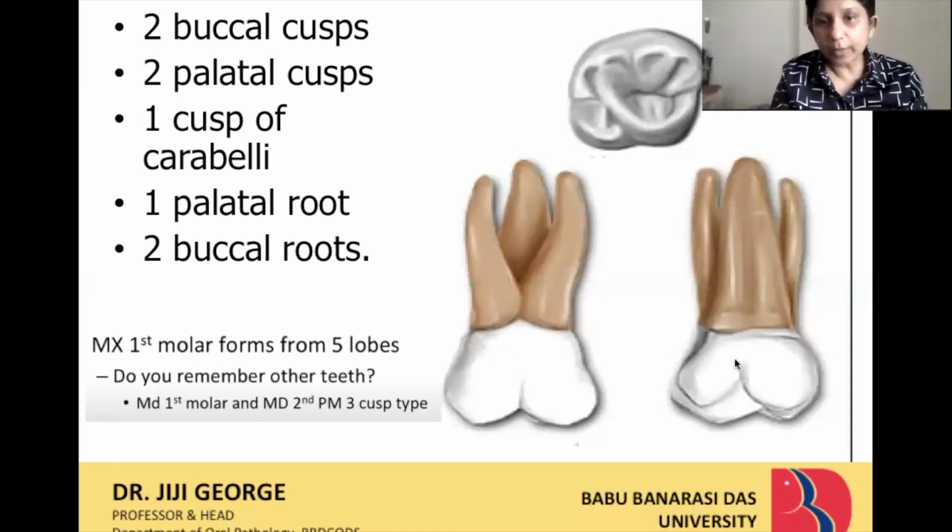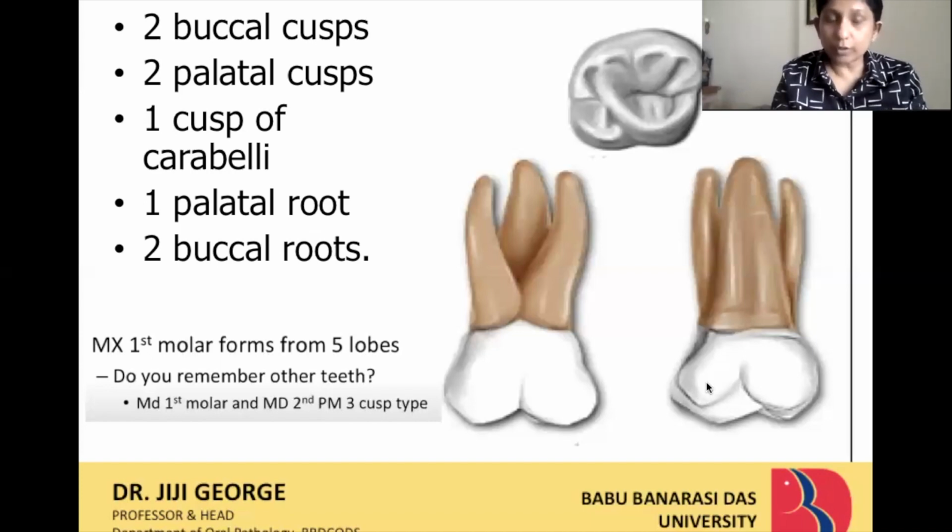And this is the lingual aspect, where you can see the entire single palatal root or lingual root. You can see a large cusp on this side and a smaller cusp on this side. So you have two palatal cusps, and this small cusp is actually perched upon the larger cusp. This cusp is called the cusp of Carabelli.